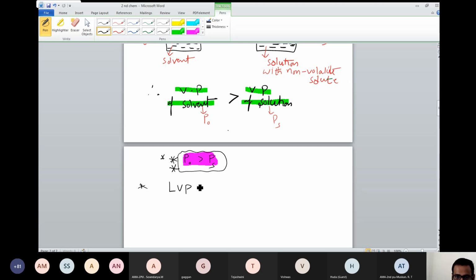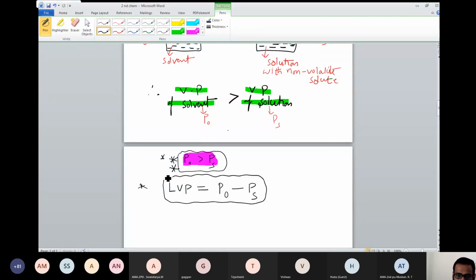LVP in terms of formula. What is lowering of vapor pressure? Now you have to know this clearly. LVP means the difference in vapor pressure of both the solvent and solution. Which is the bigger value? P naught is the big value, no? So LVP is the difference between vapor pressure of solvent and vapor pressure of solution. So P naught minus PS, this is called LVP. Please remember this one.